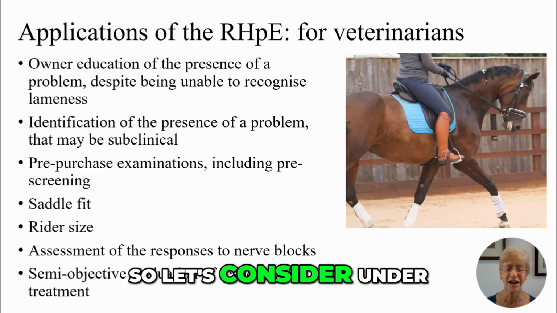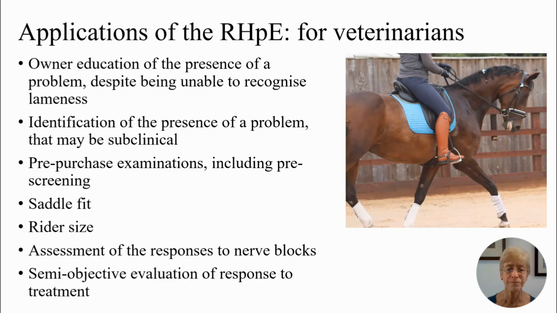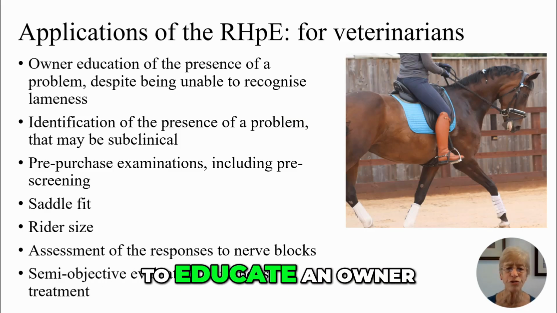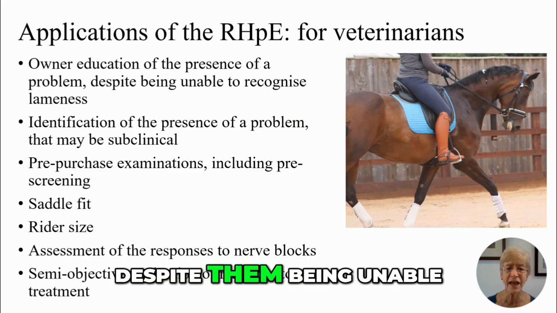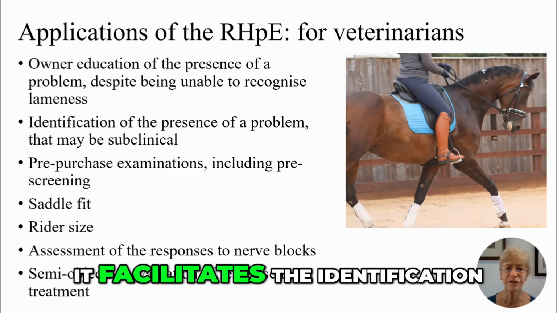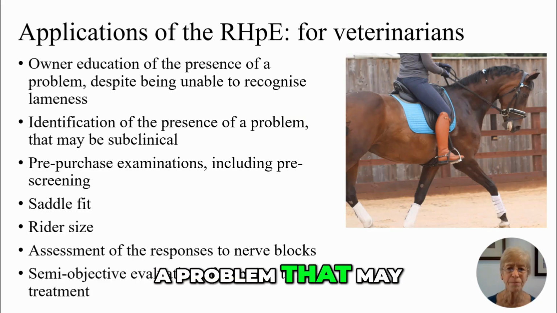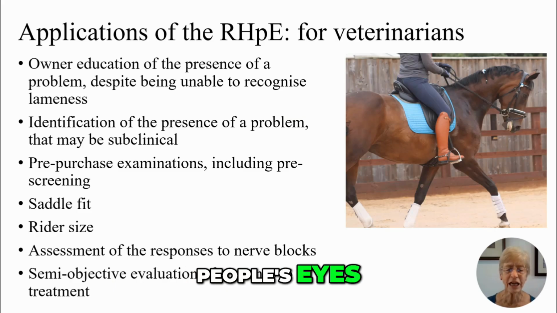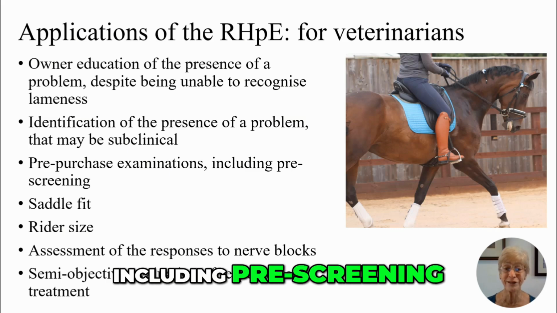So let's consider under what situations we as veterinarians can apply the ridden horse pain ethogram. We can use it to educate an owner of the presence of a problem, despite them being unable to recognise overt lameness. It facilitates the identification of the presence of a problem that may be subclinical in most people's eyes.